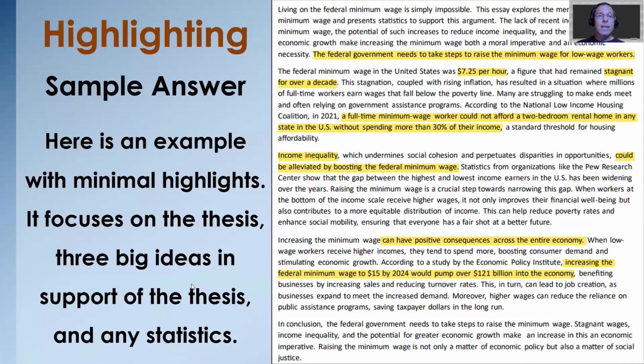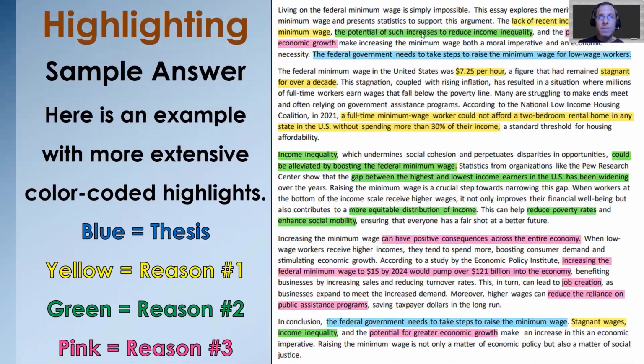Now let's look at another example, and we're going to look at something that's a little bit more detailed and color-coded. Okay, so here I've got my thesis in blue, and I've got the thesis which is restated in the conclusion. I've got my yellow highlighting my first reason and supporting details associated with that. The green highlights the second reason and supporting details associated with that. And the third reason supporting details are all highlighted in pink.